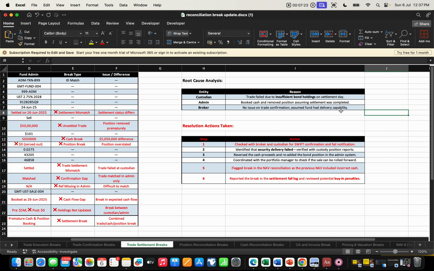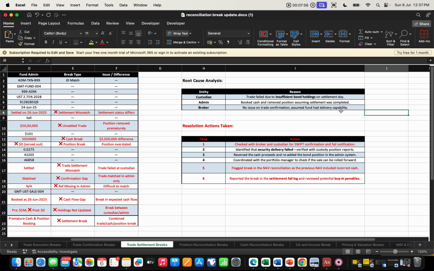on the custodian side, the trade failed due to insufficient holding on the settlement day. The custodian already mentioned that in the DVP account, delivery versus payment, they did not have such quantity, that's why it got delayed. But the admin side booked cash and removed the position assuming settlement was completed. They know that the custodian will, day after tomorrow, represent that quantity into their account, so it will automatically match.